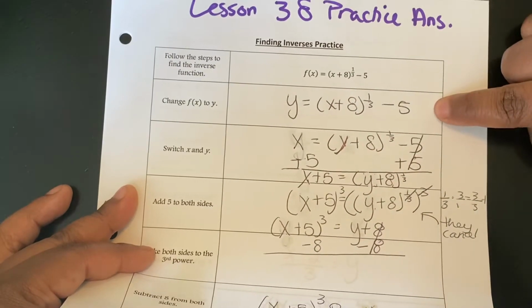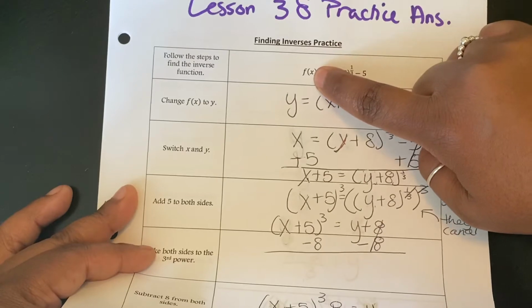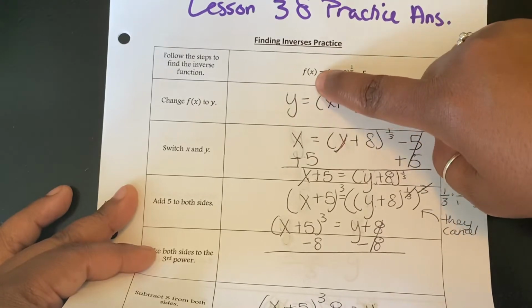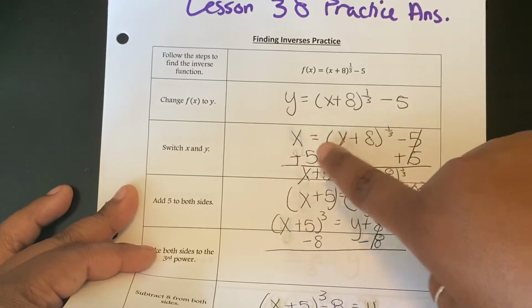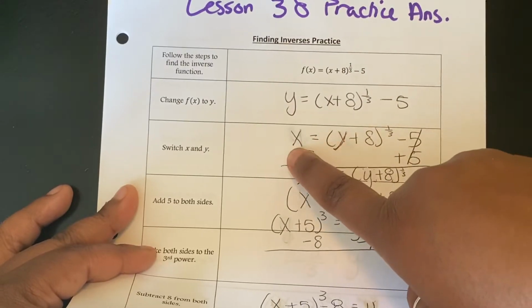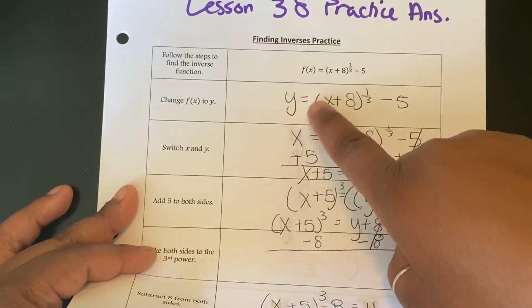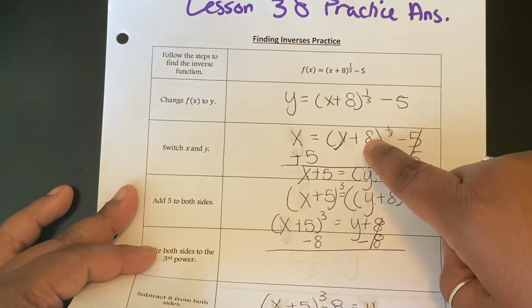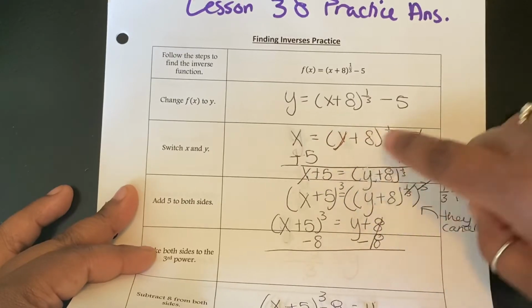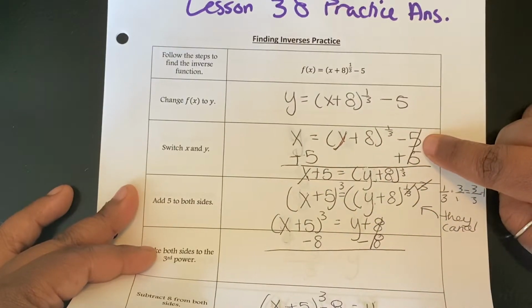Our first step is always to substitute y for f of x. So where we had f of x, now we have y. Then we switch the location of x and y. So it used to be y equals x plus 8. Now it's x equals y plus 8. And after you switch x and y, then you can start solving for y.